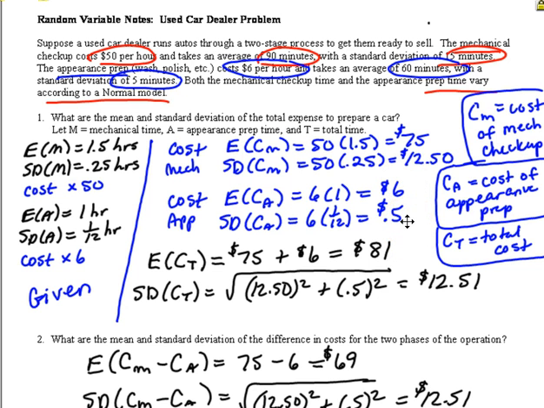Then the expected value of the total cost, C sub T, is just adding together the two expected values. And then the standard deviation is the square root of 12.50 squared plus 0.5 squared, which is the Pythagorean theorem of statistics, squaring each standard deviation, adding them together, and taking the square root. Notice you get exactly the same thing as we did before. So either way, if one makes a little more sense to you than the other, that's fine, but either way works.